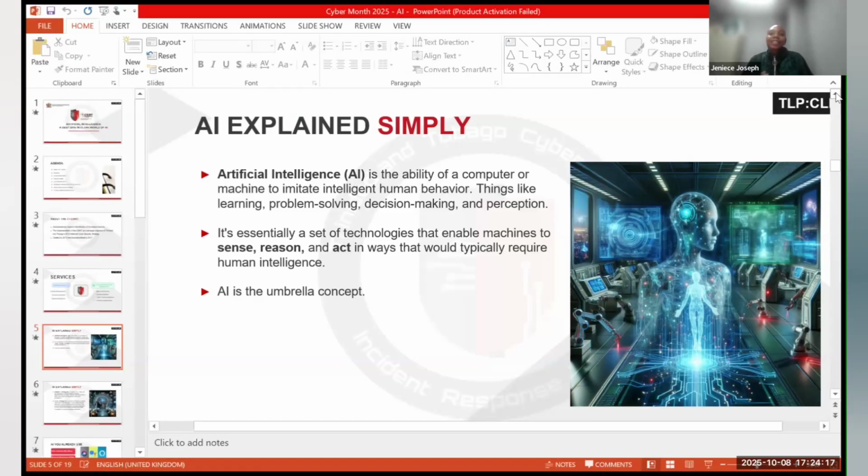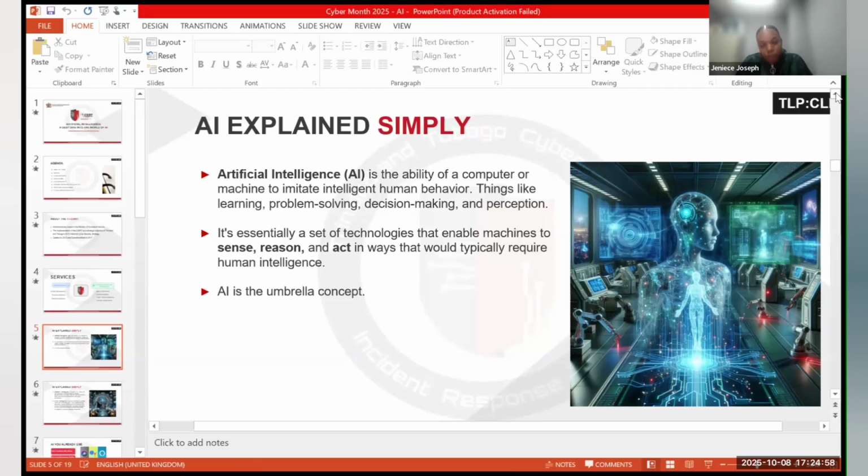So when we look at artificial intelligence, it's basically the ability of a computer to imitate intelligent human behavior, right? Because you would like to think that human behavior is intelligent, right? Although some persons don't always behave in an intelligent manner, but it's things like learning a language, problem solving, decision making, perception, all things that make us human. So essentially, it is a set of technologies that enable the machine or the computer to reason, to act, and to sense. And I would say the drivers of AI are two major things.